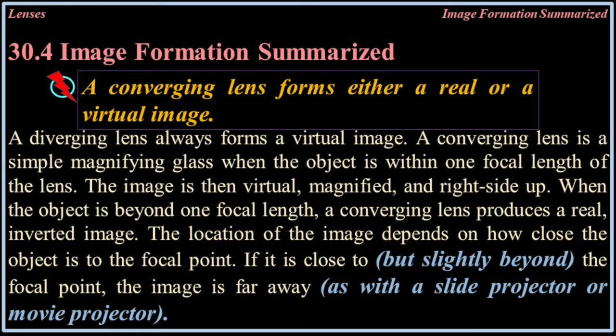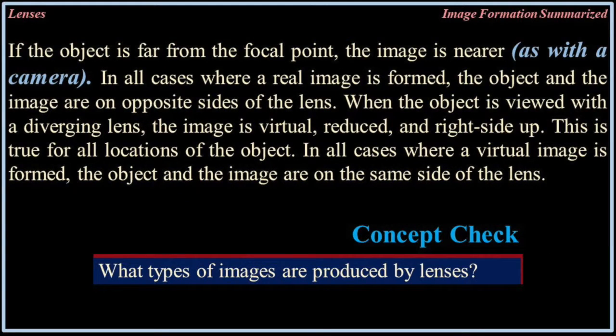When the object is beyond one focal length, a converging lens produces a real inverted image. The location of the image depends on how close the object is to the focal point. If it is close but slightly beyond the focal point, the image is far away, as with a slide projector or movie projector. If the object is far from the focal point, the image is nearer, as with a camera.